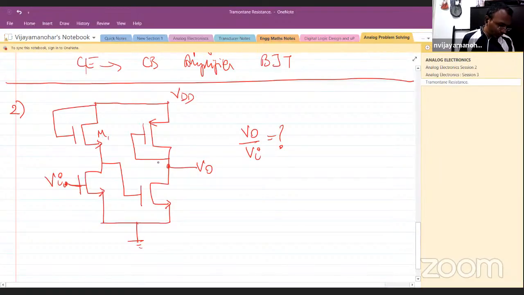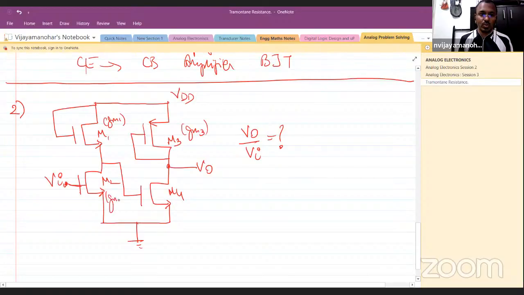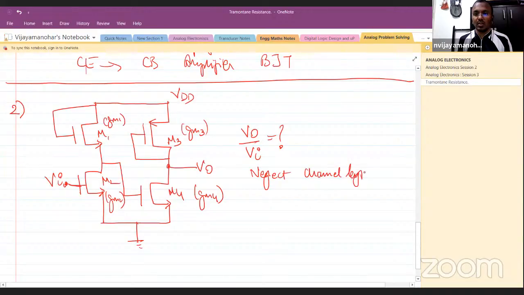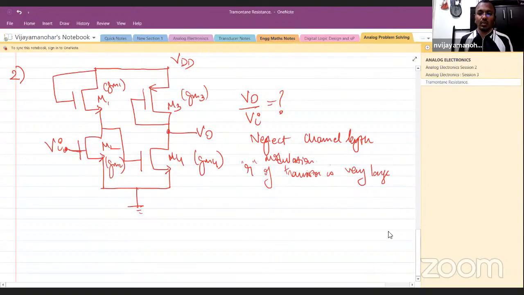Yeah, M1, M2, M3, M4, and their transconductances are respectively GM1, GM2, GM3, GM4. Okay. Now, it's also told to neglect channel length modulation, and they have told the R of the transistor is very large. So first let us understand this circuit piece by piece.